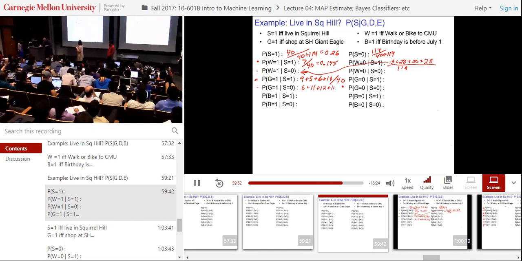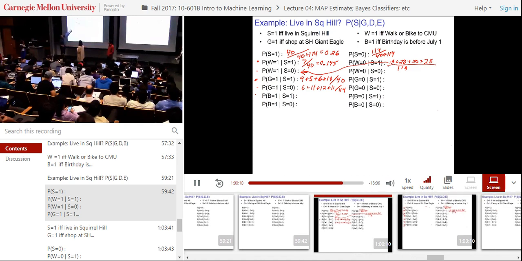Sorry, the last one, 11. And again, this is normalized by 114. Okay, and then walk or bike to CMU. Wait a minute. Oh, no, this is birthday. Now, if you live in Squirrel Hill and your birthday is before July 1st, please raise your hand.